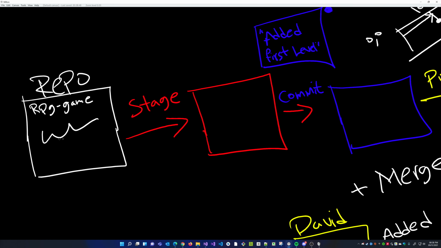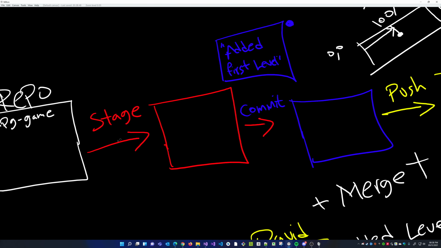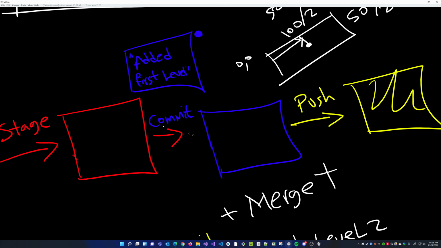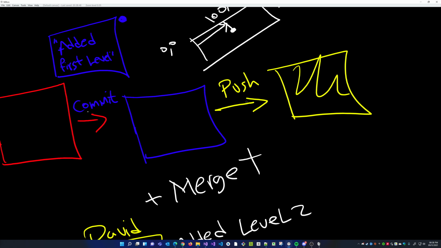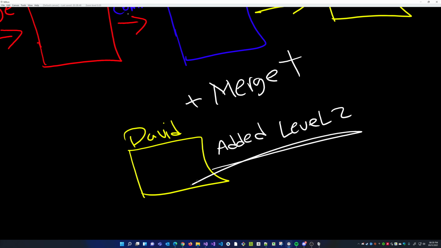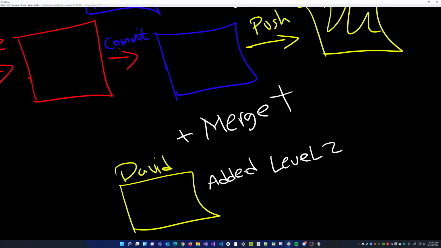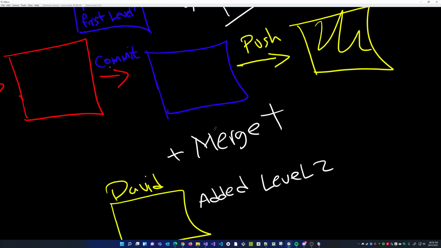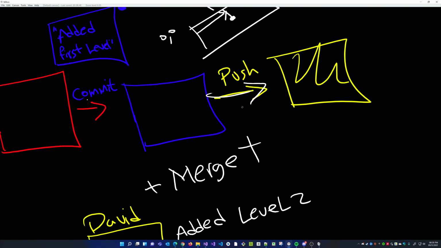So you're working on your code, you add the first level, you stage it, you commit it, right? But you can't push yet. The reason you can't push is because David has already pushed his code, which is level 2. He added level 2, right? So before we push, and even if you try to push, Git will not let you.